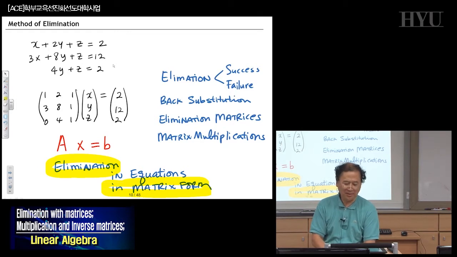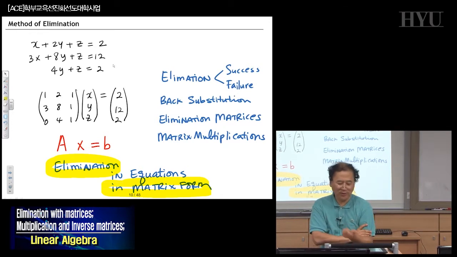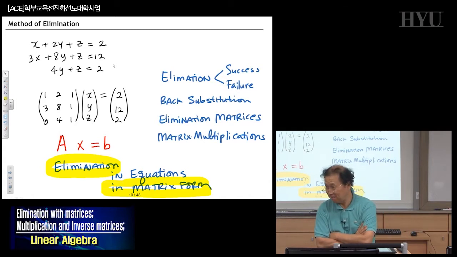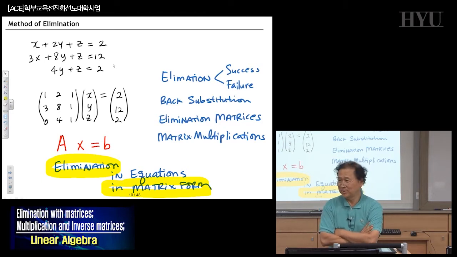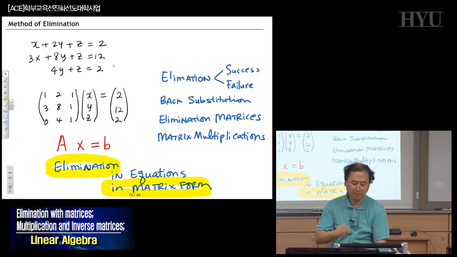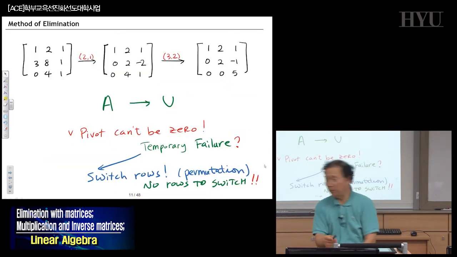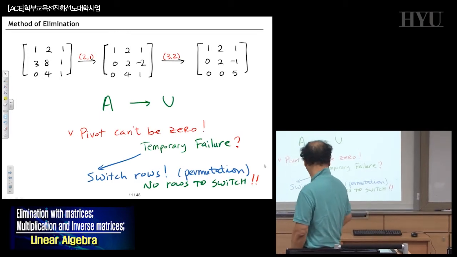So you already learned this elimination in equation, and now you are just learning elimination in matrix. Why do you do elimination in matrix, not in equation? Yeah, it's much more convenient, right? But the concept is basically the same. So you all know that, right?